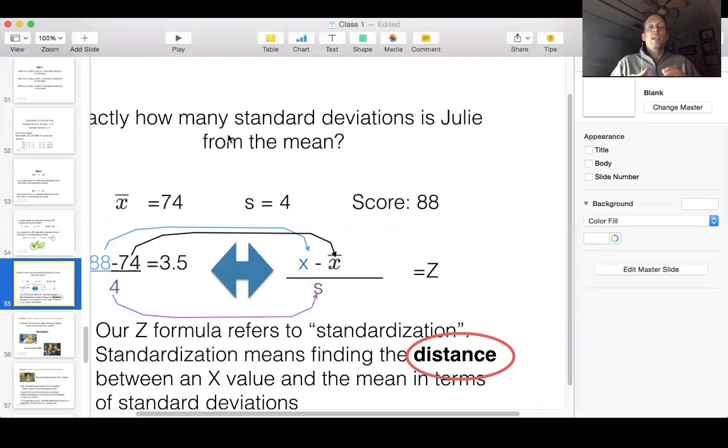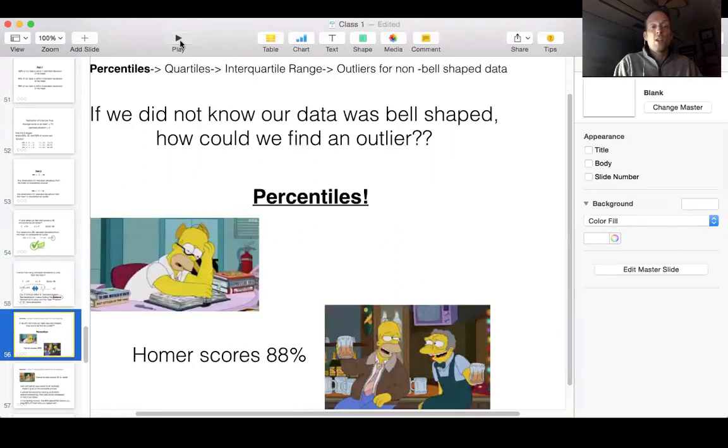Okay, the only issue with all of this is every time we're using this z formula, we keep talking about bell-shaped data. So how do you track down an outlier if you don't have bell-shaped data? Can you still use this z-score? No, you can't do that. Here's what you do. We're going to have to bump over to the next slide.